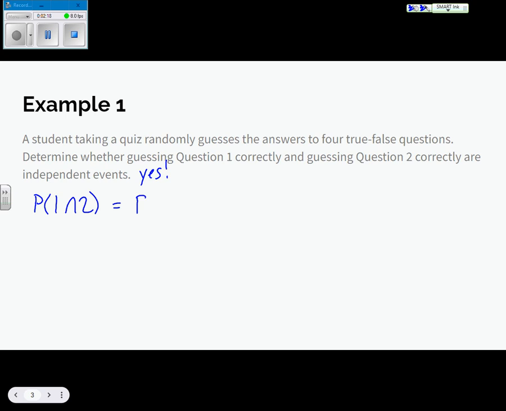Yes. I can just simply take the probability that I get question 1 right times the probability I get question 2 right, and that will tell me the probability of me getting question 1 and 2 right. So the probability I get question 1 right is 50%, it's true-false. The probability I get question 2 right is 50%. So my answer would be 1/4.